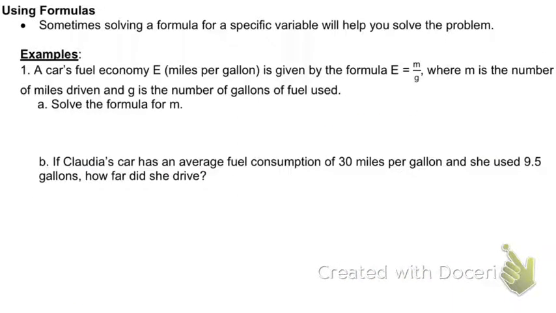Yes, sir. Using formulas. We're going to do this a lot in geometry, especially later. Sometimes solving a formula for a specific variable will help us solve the problem. Okay? A car's fuel economy, we're going to call it capital E, in miles per gallon is given by the formula E is equal to M over G, where M is the number of miles driven and G is the number of gallons of fuel used.